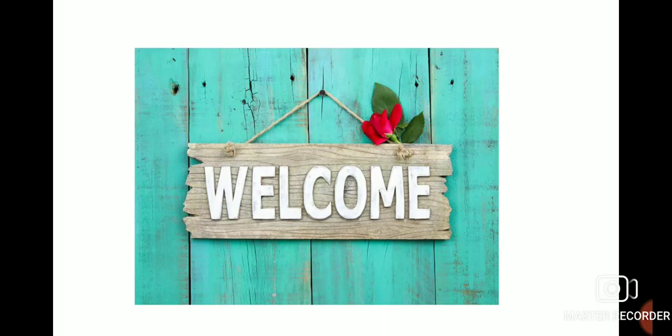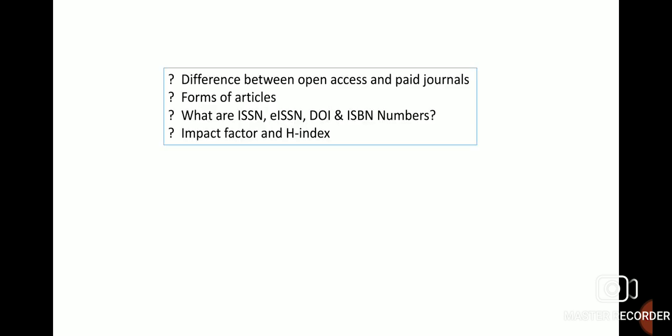In this video we will discuss journals, particularly scientific journals. We are going to cover the difference between open access and paid journals, forms of articles, what are ISSN, EISSN, DOI and ISBN numbers, impact factor and H index.